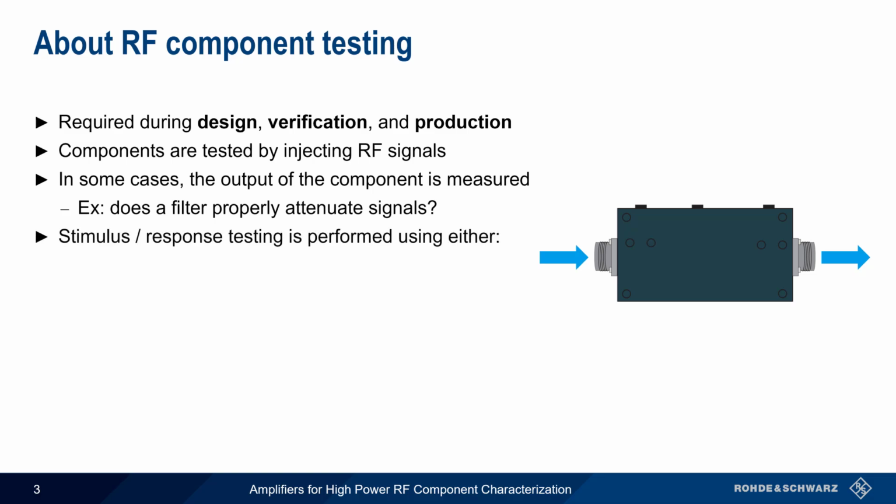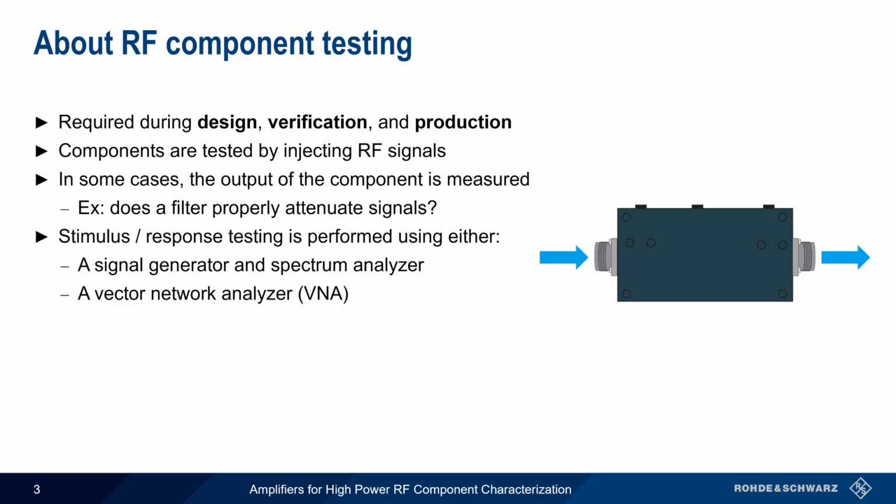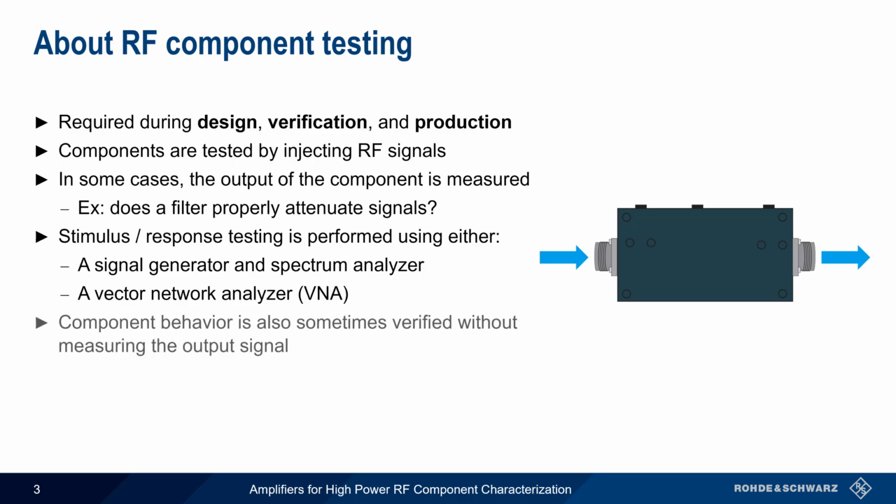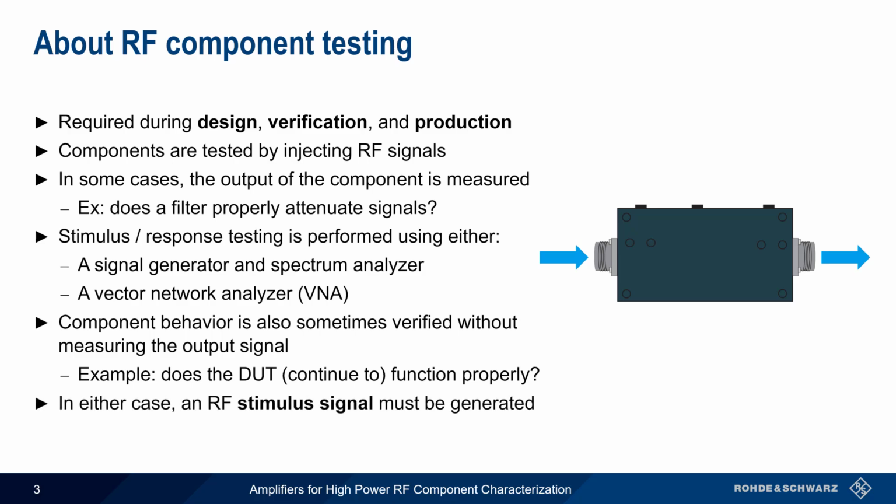This kind of stimulus response testing is performed either using a signal generator and a spectrum analyzer, or by using a special instrument called a vector network analyzer, or VNA, which incorporates both generation and analysis functions. Note, however, that there are RF component tests in which the output signal is not measured, and the main goal in this case is to verify that the component under test, or device under test, operates properly when RF is applied. For both types of testing, an RF stimulus signal must be created or generated.